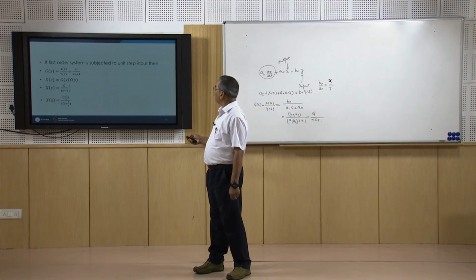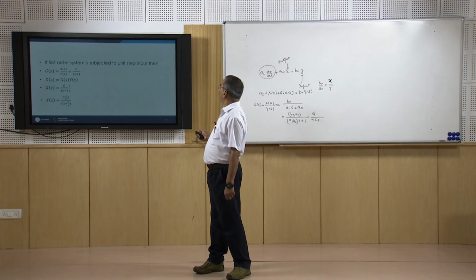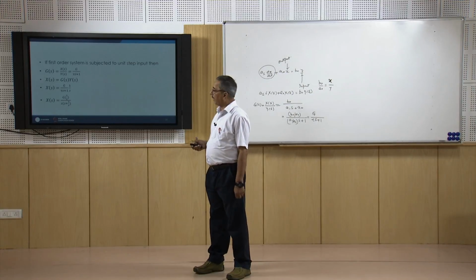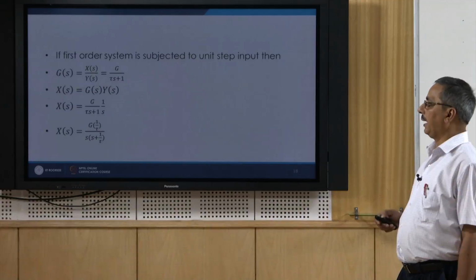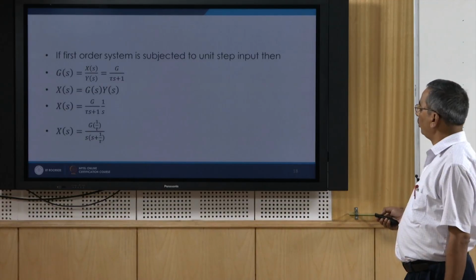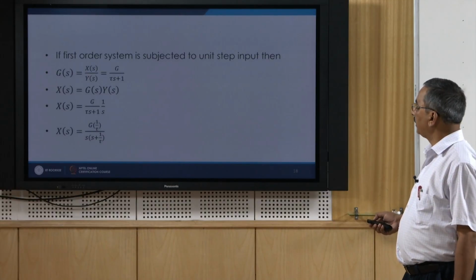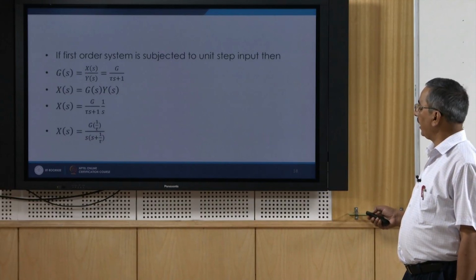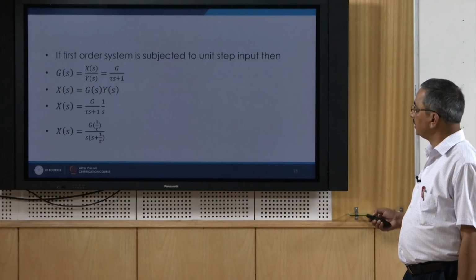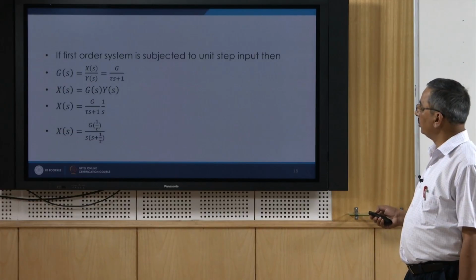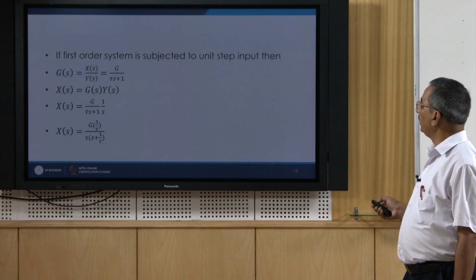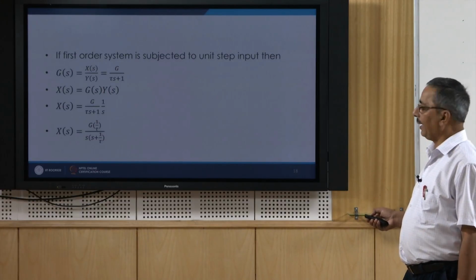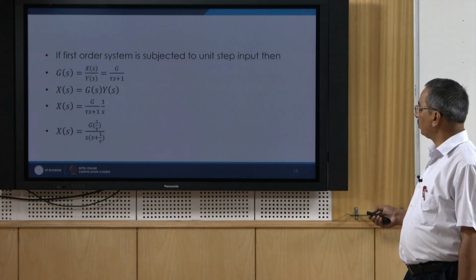Now, when this first order system is subjected to a unit step input, that is, I am given the value of Ys as 1 by s, then I can find out my output, that is Xs. From here, Xs is equal to Gs into Ys, or Xs is G by tau s plus 1, and the Laplace transform of a unit step input is 1 by s, as we have seen, so into 1 by s.